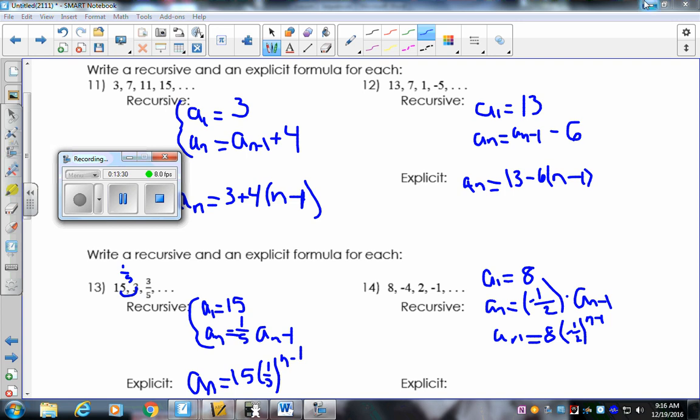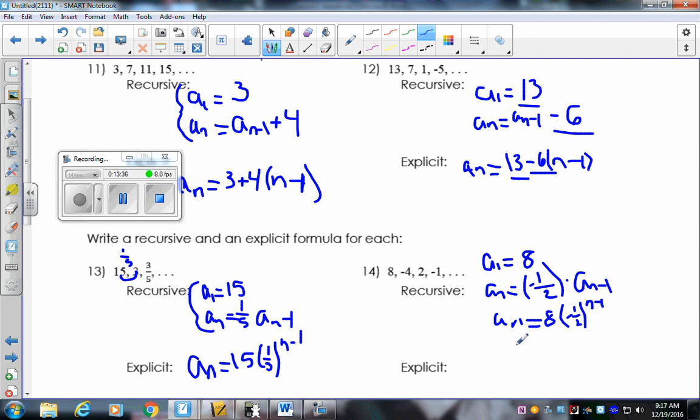Okay, so in this first one, my first number is 13, which you see both here and here. My common difference is a -6. Okay, and that's all I'm filling in. This one is geometric. My first number was 8. And my common ratio is -1/2. Notice when it's alternating positive, negative, you know your ratio is going to be a negative value.